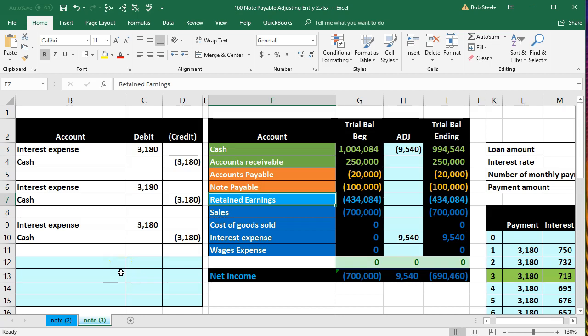In this presentation, we will enter adjusting entries related to notes payable and interest.